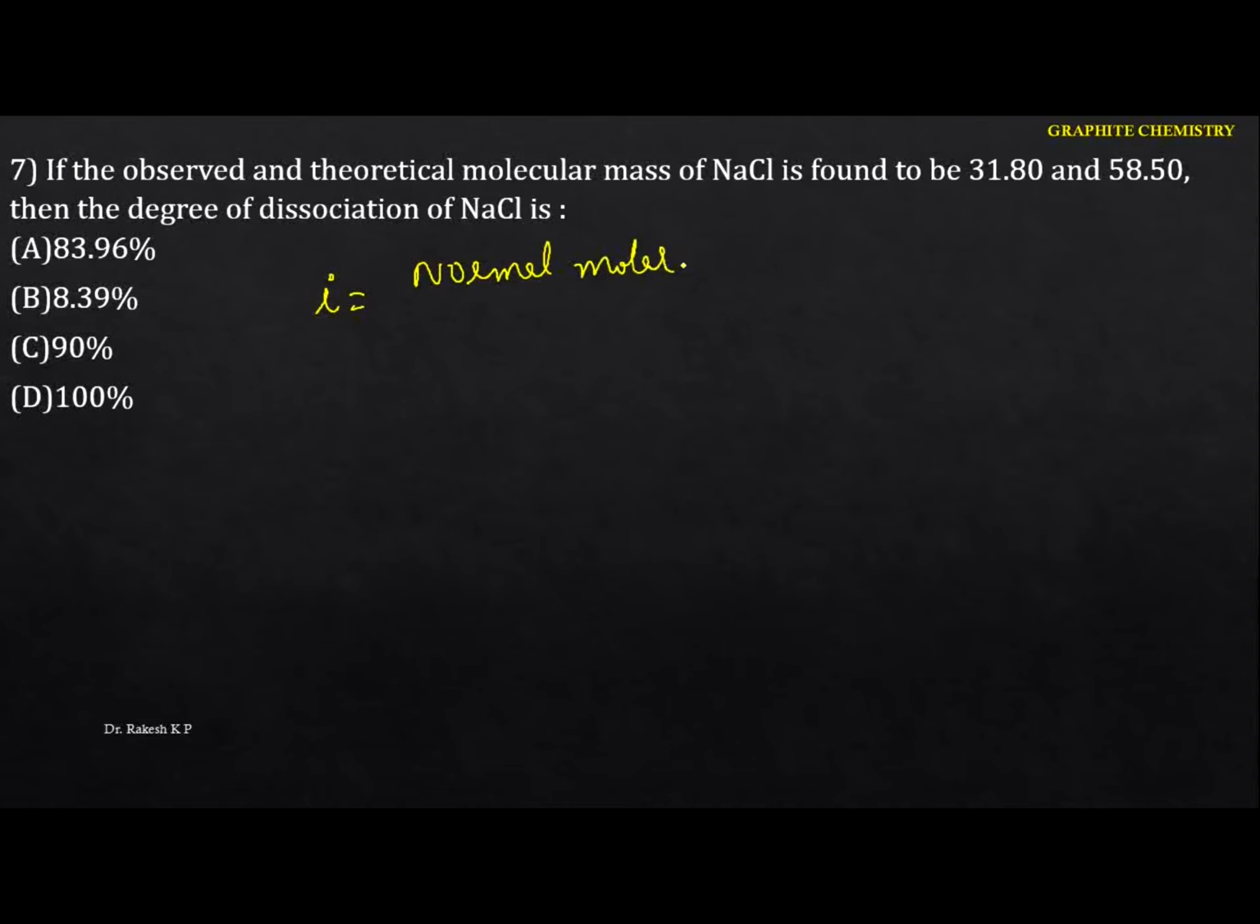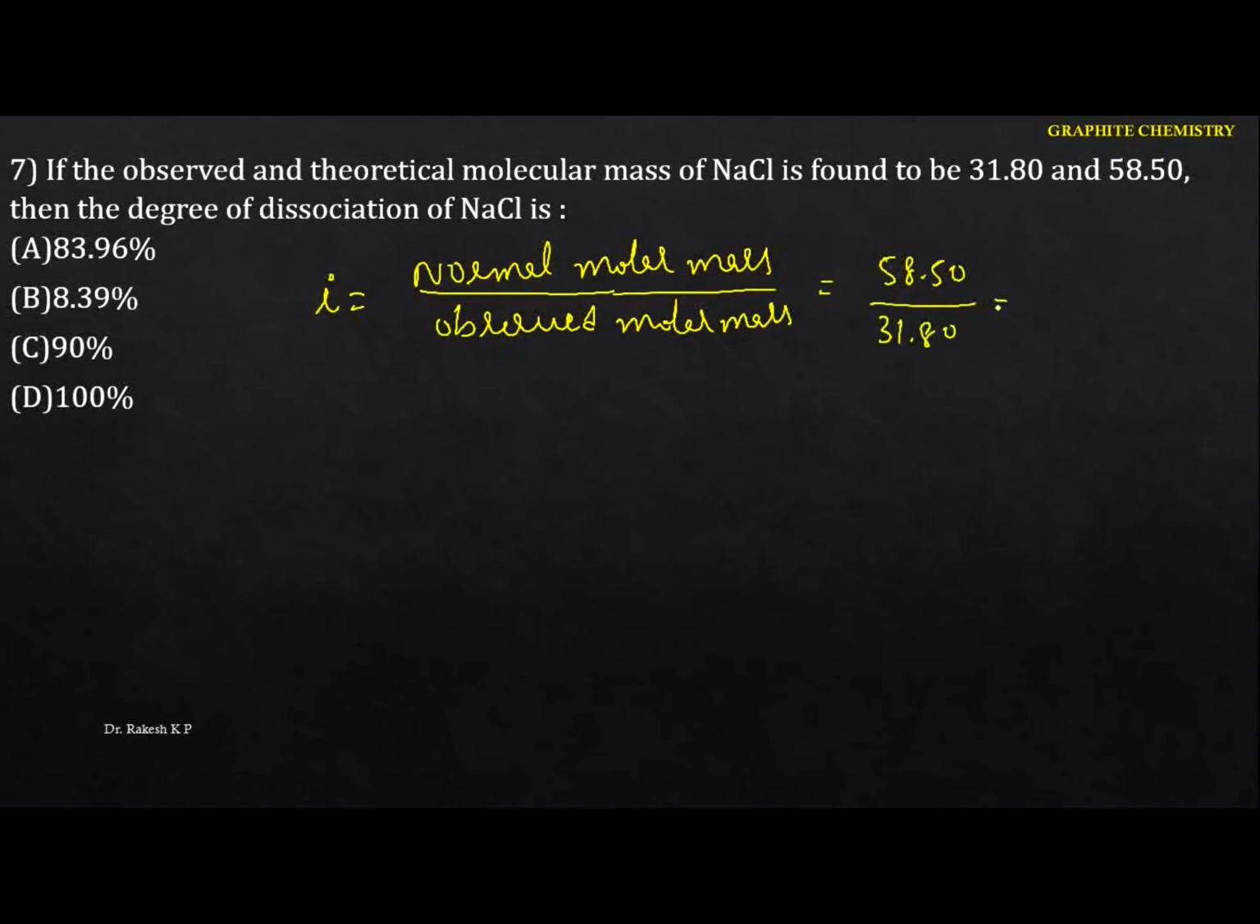to the observed molar mass. So now you just identify: the normal is nothing but the theoretical one. That means the normal molar mass they're given, that is 58.50, divided by 31.80. Here the value becomes 1.839.